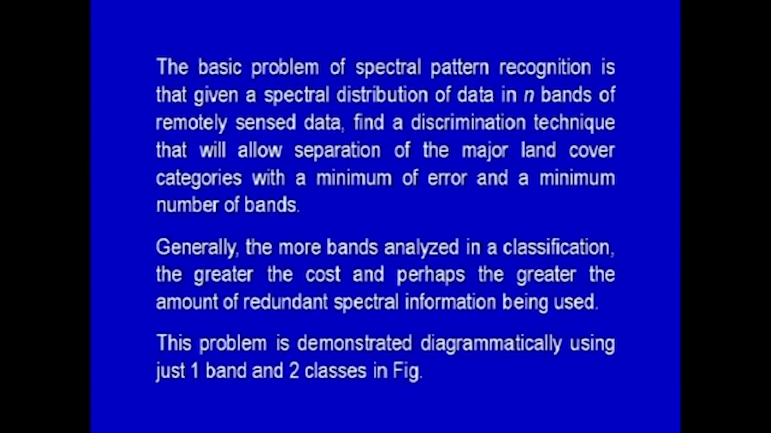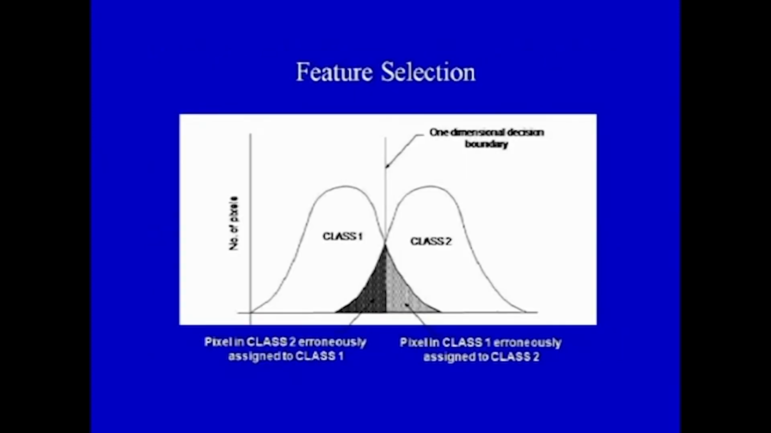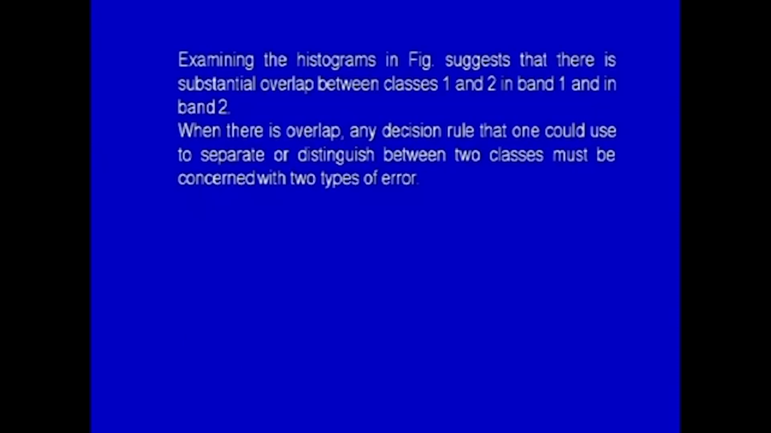This problem is demonstrated diagrammatically using just one band of data and two classes in the figure, wherein we find that there are two classes, their distributions are depicted, and there is an overlap between the two classes. Now, how do we interpret the overlap? Examining the histograms in the figure suggests that there is a substantial overlap between classes 1 and 2 in band 1.